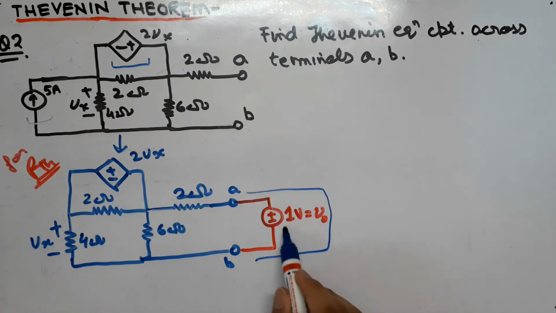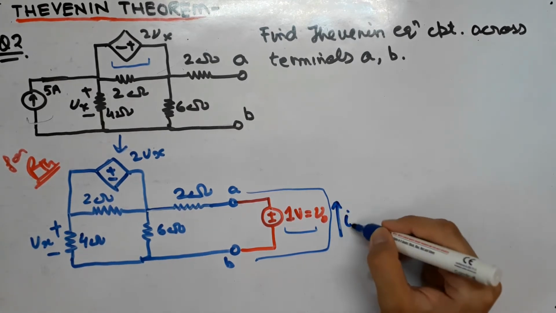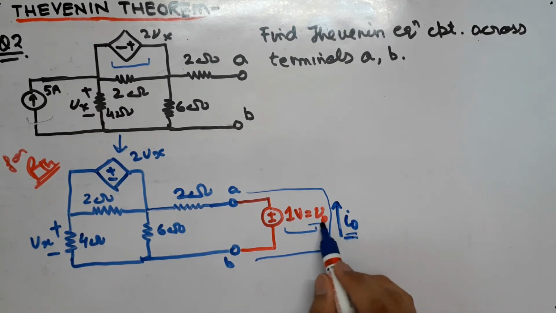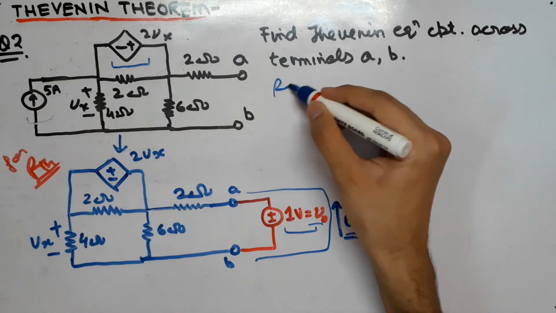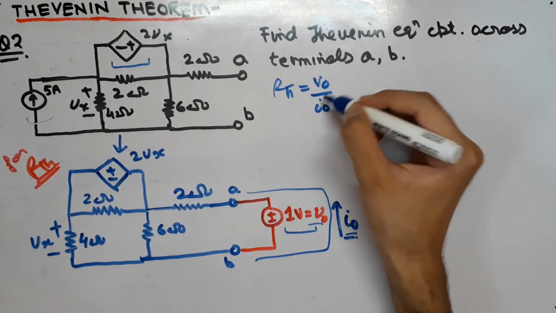Here we have assumed a 1 volt voltage source, and now we will assume a current I0 that will flow across it. First we should find the value of I0, then we will use this value of I0 and V0 to find the value of RTH. As we discussed earlier, RTH we will find by using the formula V0 by I0.